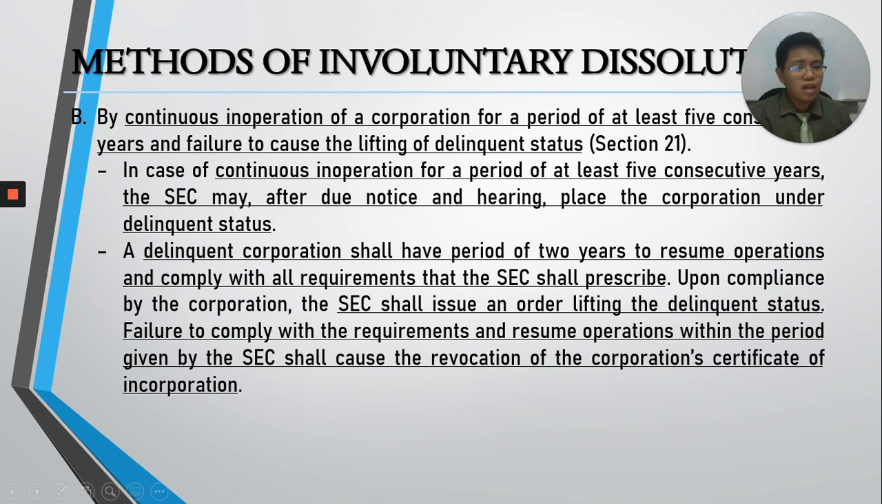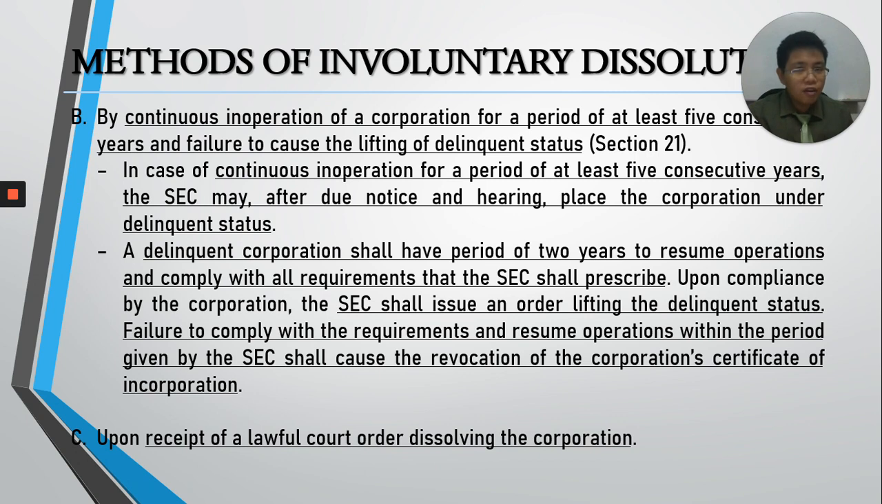Now, a delinquent corporation shall have a period of 2 years to resume operations and comply with all the requirements of the SEC. Pagka na-comply na nila, within the period given, SEC shall issue an order lifting yung delinquent status of the corporation. Now, if you fail to submit all the requirements of the SEC, you fail to resume operations within a period of 2 years, remember, class, yung SEC shall cause the revocation of the corporation's certificate of incorporation. Dun pa lang ma-dissolve yung corporation, if you fail to cause the lifting of the delinquent status within the period provided by law.